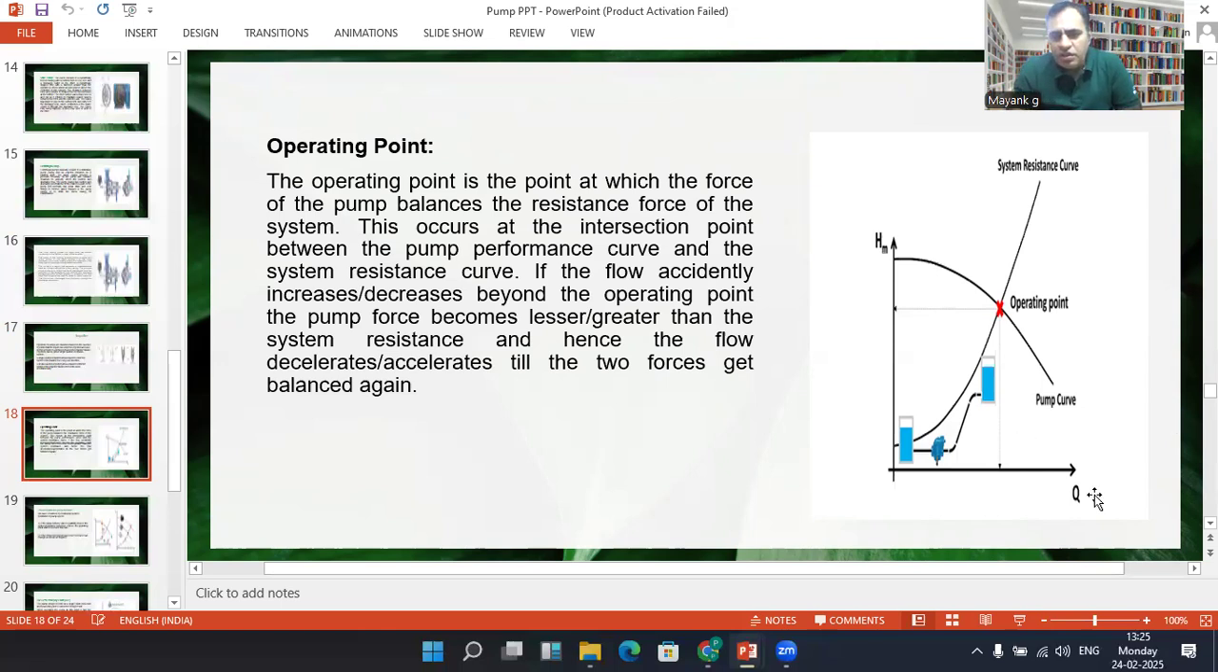As you can see, this is the operating point of this pump, and at this point, the pump actually delivers the required volume. And if the flow accidentally increases beyond this operating point, the pump may deliver flow issues.